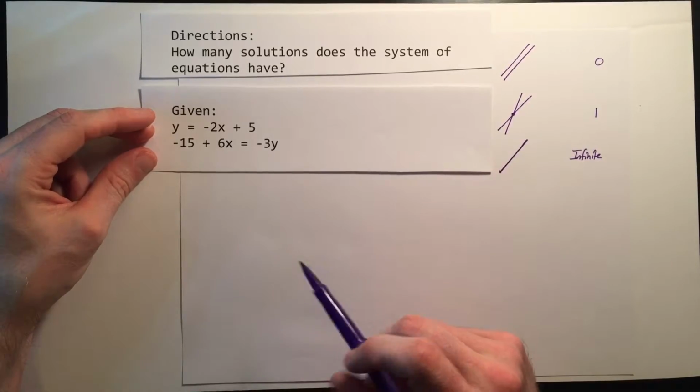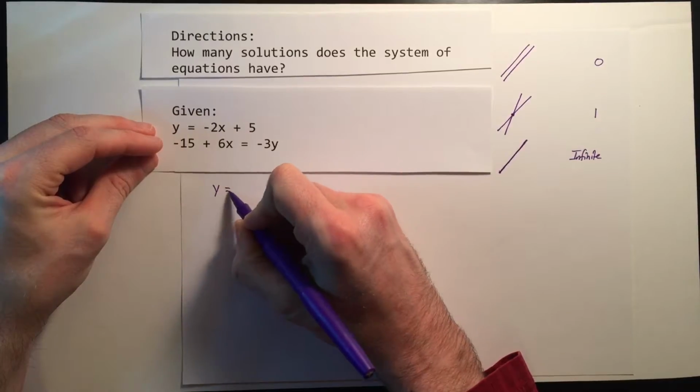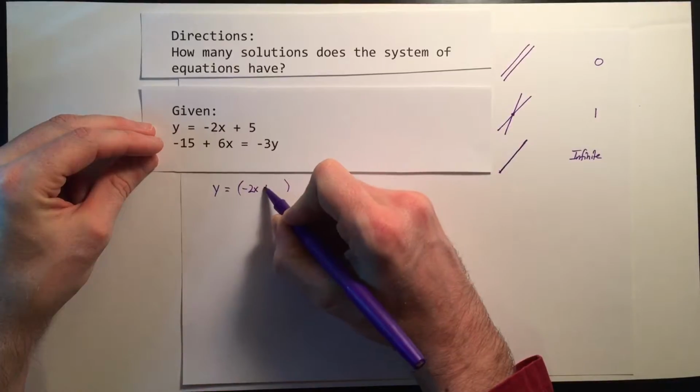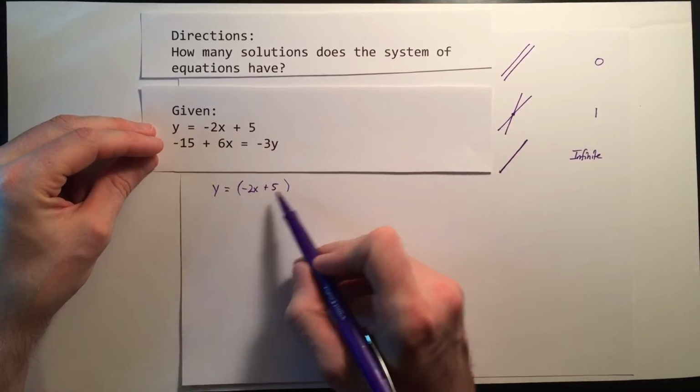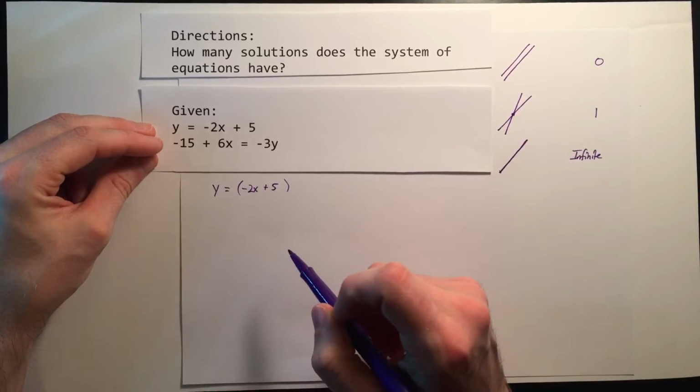So let's go back and use substitution. So y equals this stuff, negative 2x plus 5. And we're going to take that stuff, we're going to substitute it into the other equation where the y is.